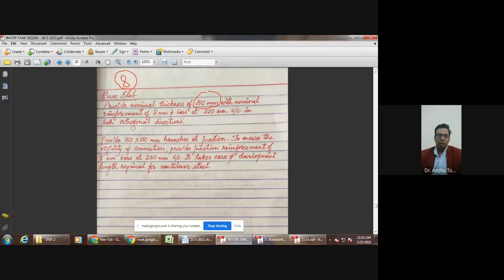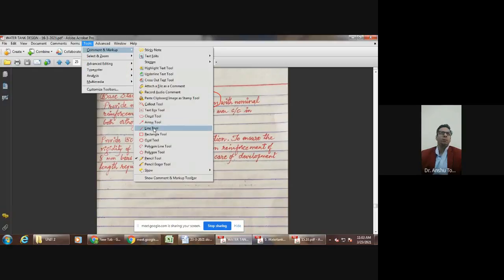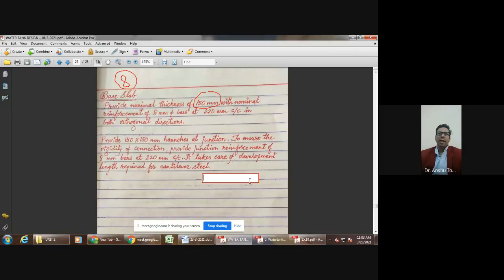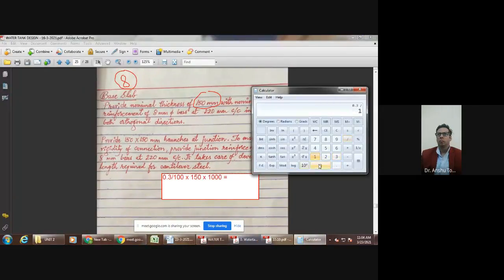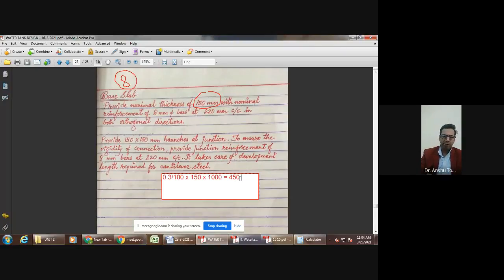Even you can calculate again 0.3% of the gross area. So if we take 0.3% of the gross area, what will come? Calculate and tell me what the reinforcement will be. If we use 8 mm dia bars, what spacing will come? 0.3 divided by 100 into 150 into 1000 is equal to what value? Tell me quickly. It will be 450 mm square. Okay.